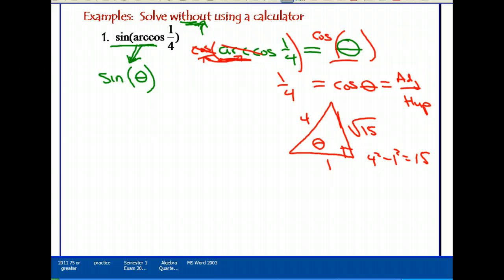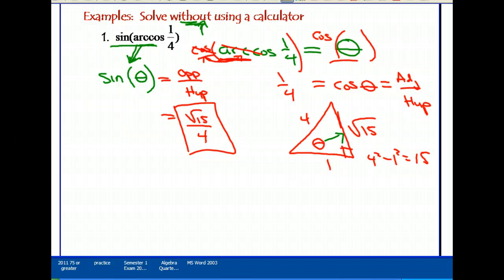I'm ready to go. Let's get the sine of theta. SOHCAHTOA, sine is opposite over hypotenuse, opposite the angle. Sure glad I figured that out. Square root of 15 all over the hypotenuse, which is 4. So the sine of theta is square root of 15 over 4.